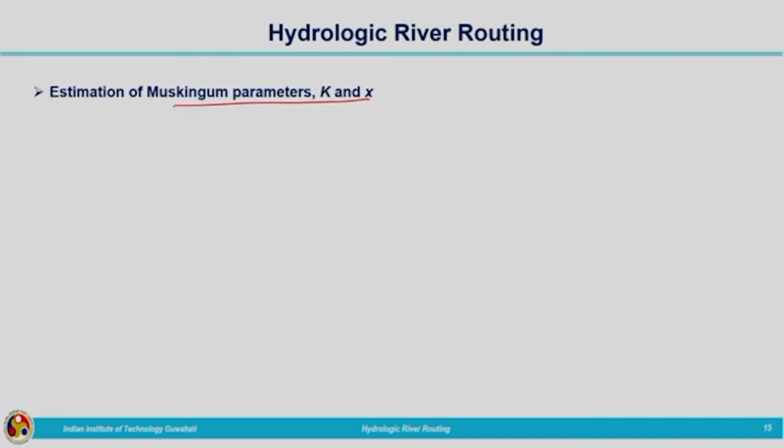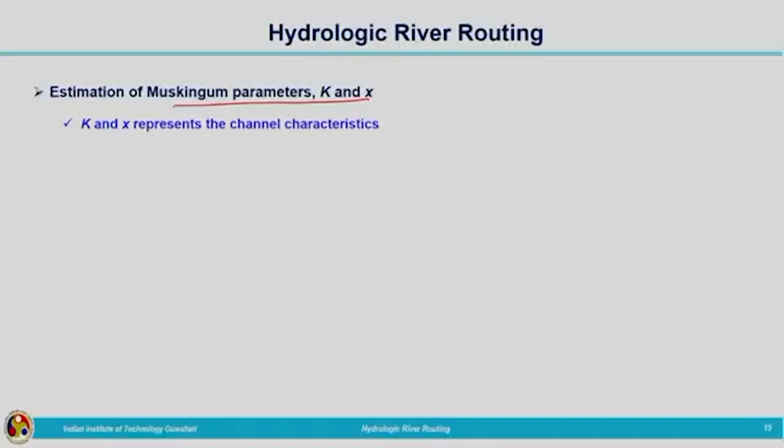So, this k and x can be calculated based on the known inflow and outflow values. For certain reaches, we will be having inflow and outflow details. Based on the inflow and outflow hydrographs, we can compute the values corresponding to k and x. K and x represent the channel characteristics. Using the inflow and outflow hydrographs, we can calculate this k and x.